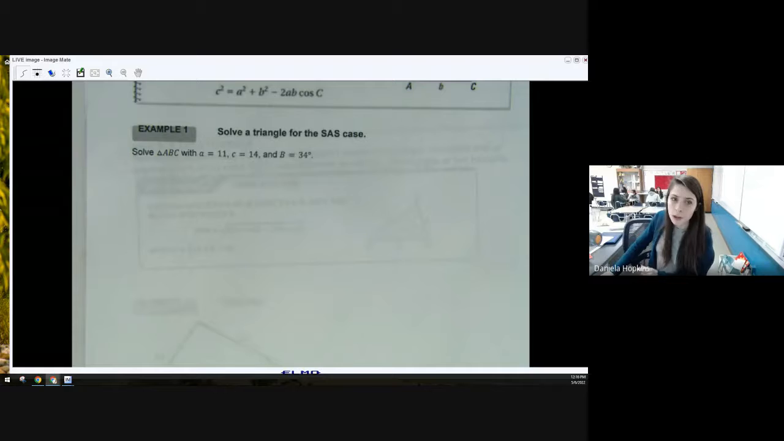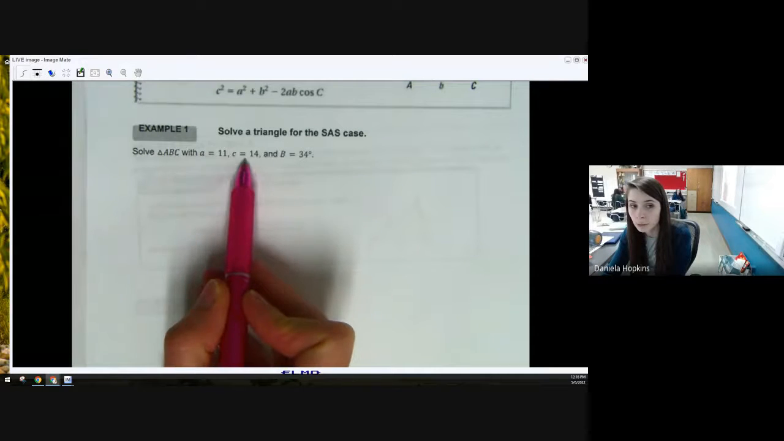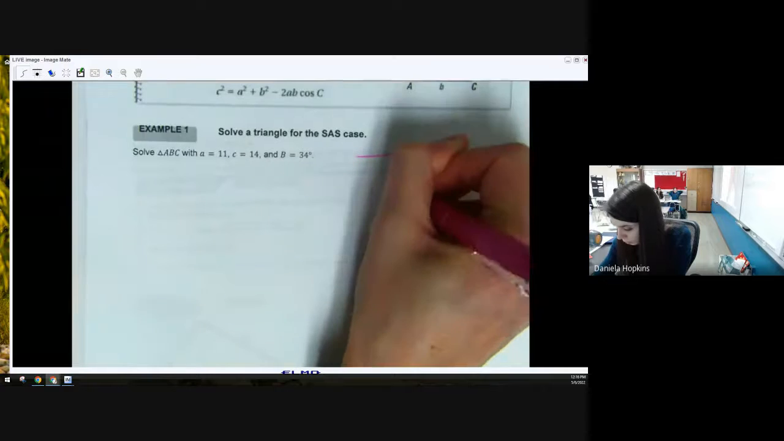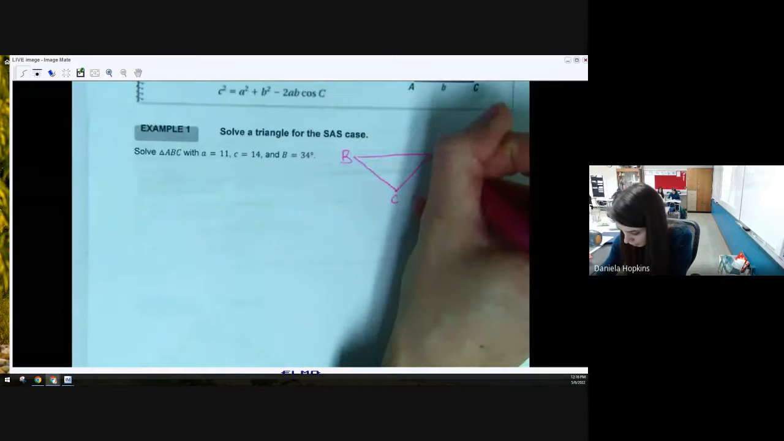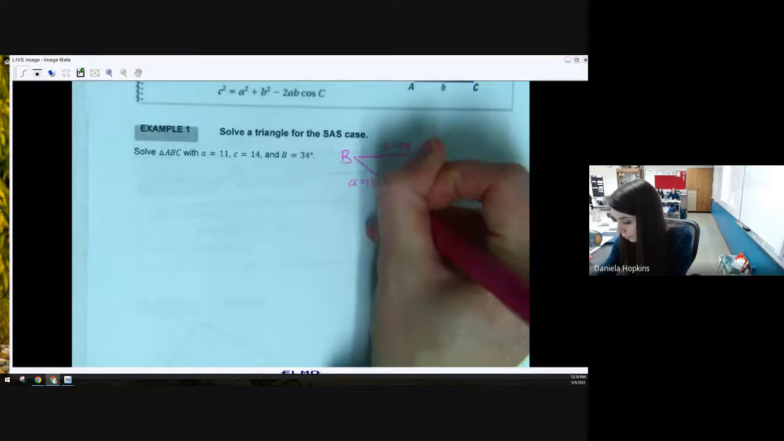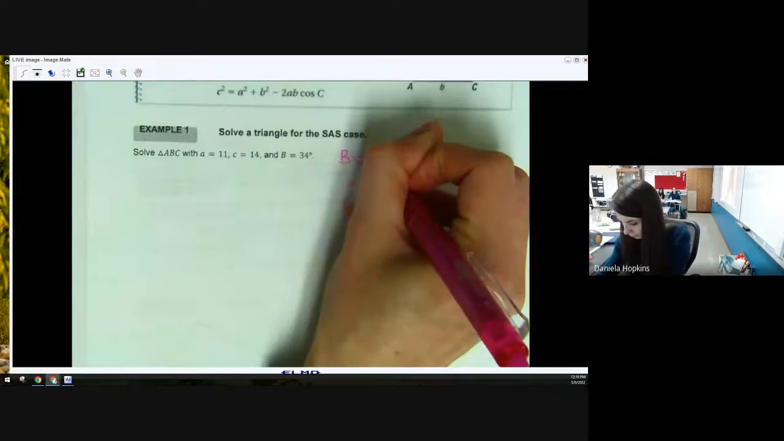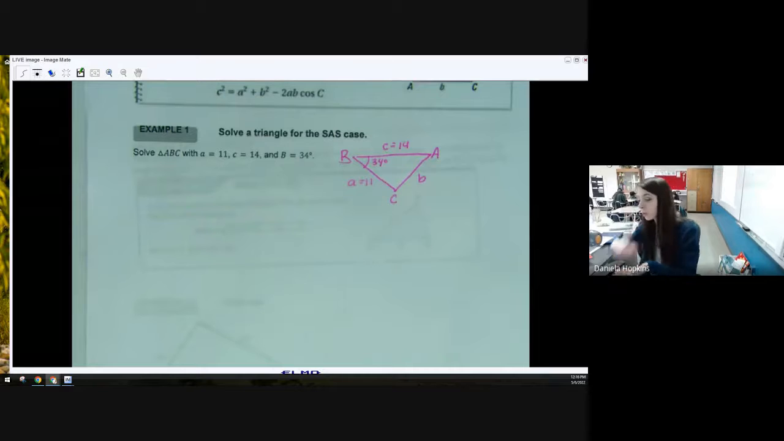So example 1, we want to solve a triangle for the side angle side case. We want to solve triangle ABC when a is equal to 11, c is equal to 14, and angle B is equal to 34 degrees. If you want to draw the picture, it's not required, but it would look something like this, where you have C, B, and A, and then we know little c is 14, little a is 11, and then little b. Remember, always across from your angle B is the side little b, and so on. So this is what we know. So clearly, side, angle, side.